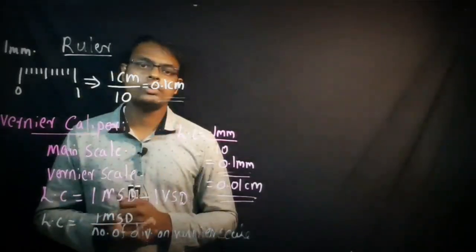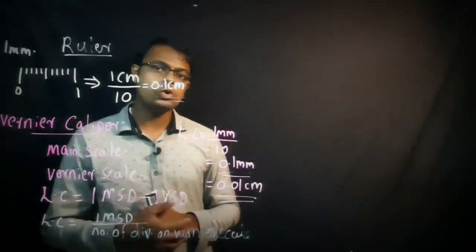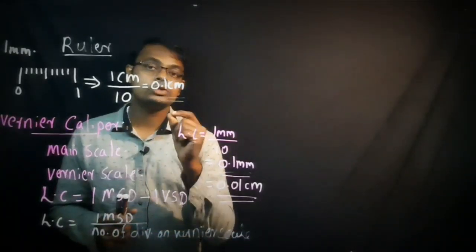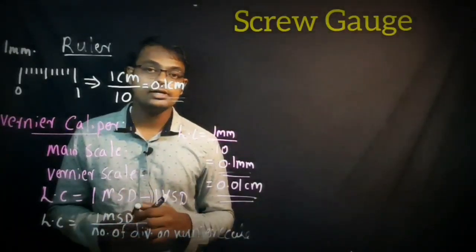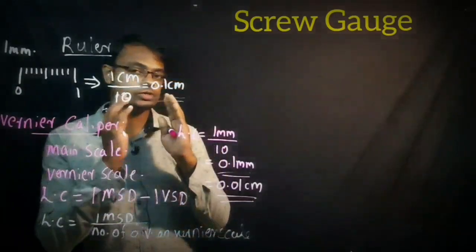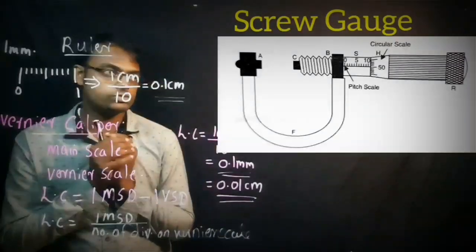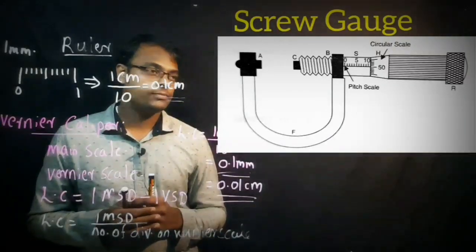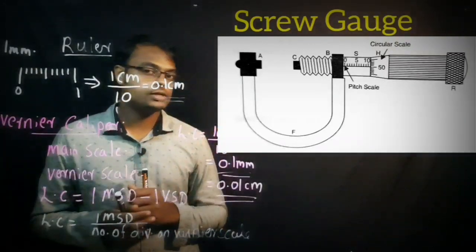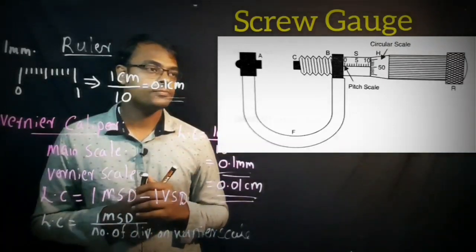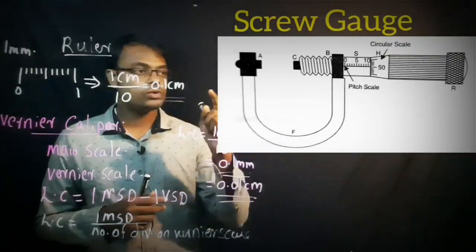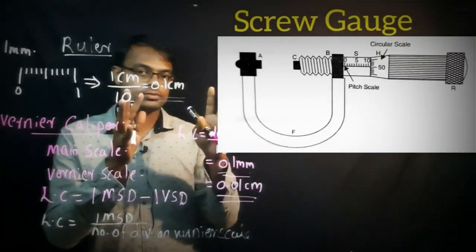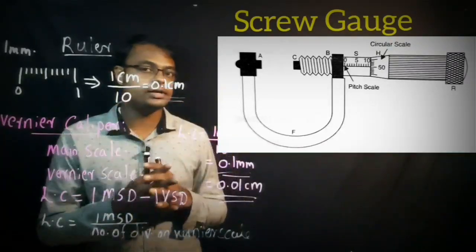Now one more instrument we use to measure very small thickness, and that is the screw gauge. What is that? Screw gauge. So let me first show you what the screw gauge is. You can see the structure of the screw gauge here. The main parts of the screw gauge: once again there is a main scale, and another one, a circular scale. The structure is different. We will study it in detail later.